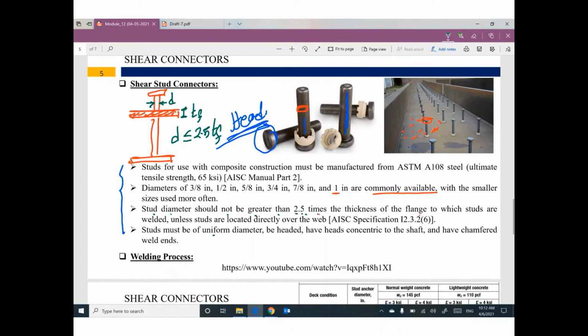Studs must be of uniform diameter, be headed, we should have this head, and have chamfered weld ends. Anyway, any questions so far? These rules are just restrictions and limitations about the diameter, and the relationship between the thickness and the diameter, all of this stuff. How we can weld this shear connector is shown in the video at this link.